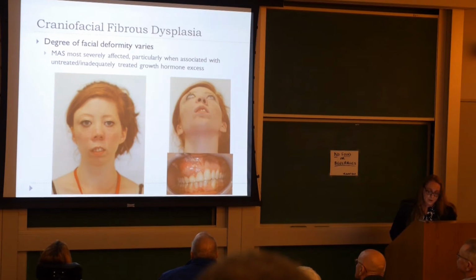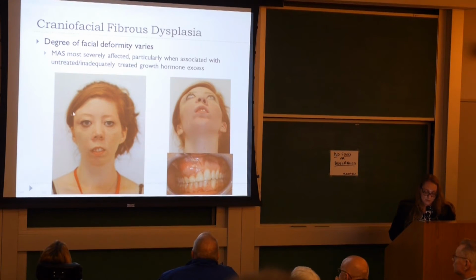So here's a patient with craniofacial fibrous dysplasia, and I just wanted to point out a couple of findings that we're looking for when we do the exam. So this patient has McCune-Albright syndrome, and these patients tend to be the most severely affected, particularly if they have a growth hormone excess. So when I'm looking at this patient, I'm immediately noticing that she has an asymmetry of her forehead with some protuberance here on the right side. Her eyes are not level, and her right eye actually is bulging out slightly. This is something that we call proptosis.